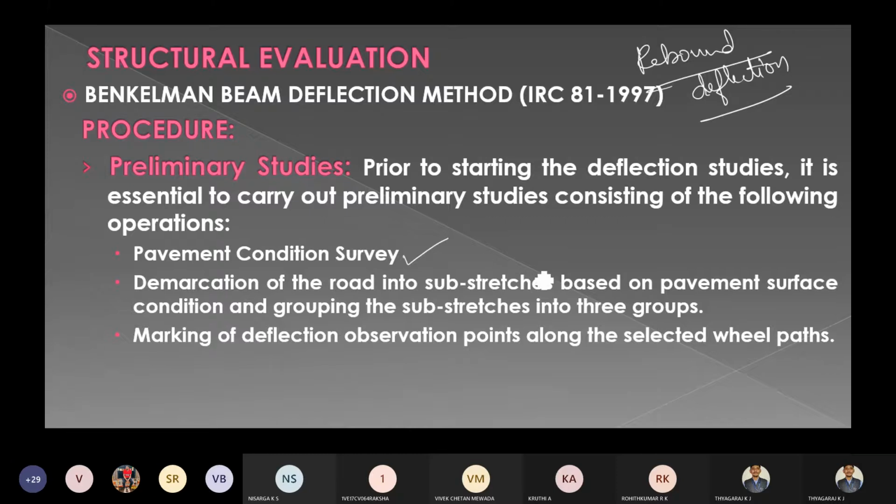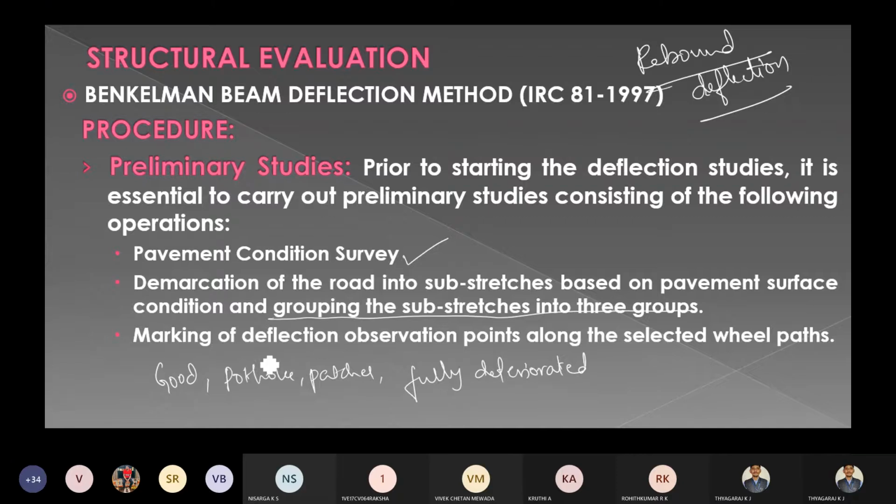Then marking and grouping of the road stretches. I told you, n number of roads will be there. In that, some roads will be good in condition and some roads will have a number of potholes, patches, all those things. And some roads will be fully deteriorated. So for that, what are we going to do? We are going to do a condition survey. After the condition survey, you are going to group the various types of road: a good road, a fair road, and a fully deteriorated road. So likewise, you are going to group it.